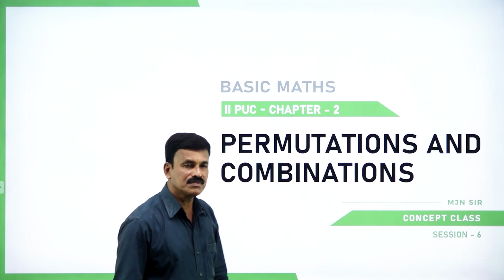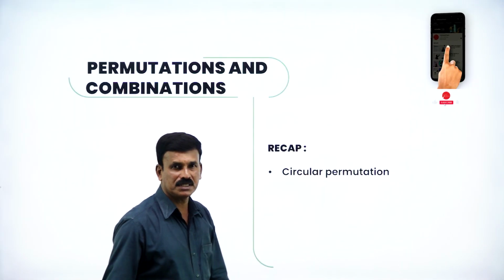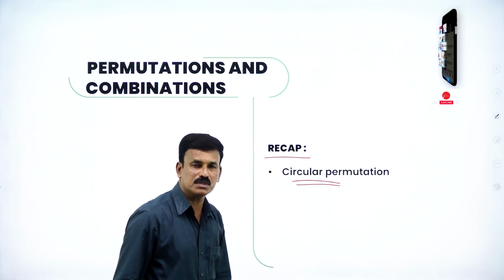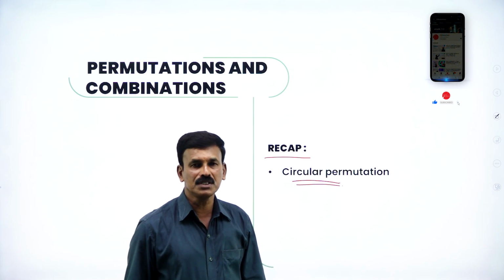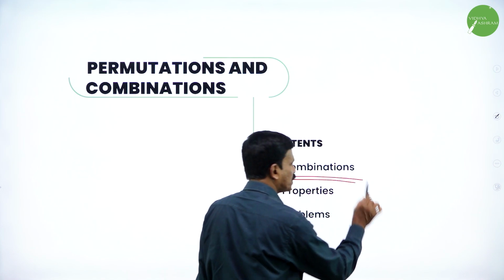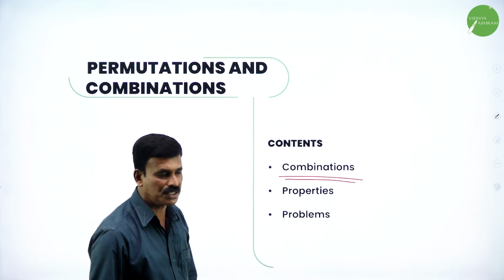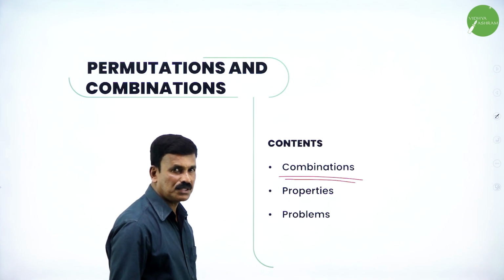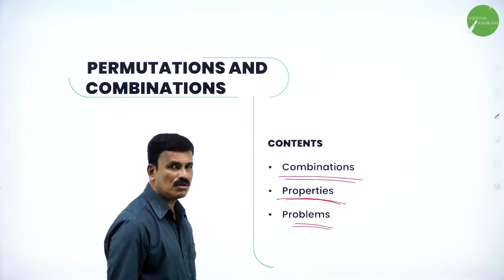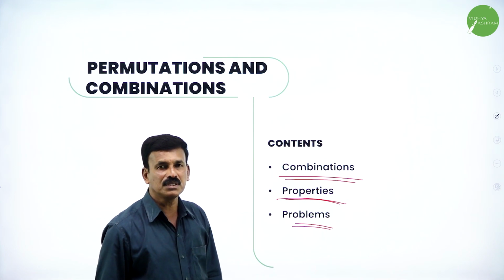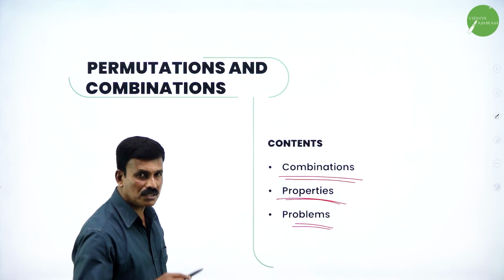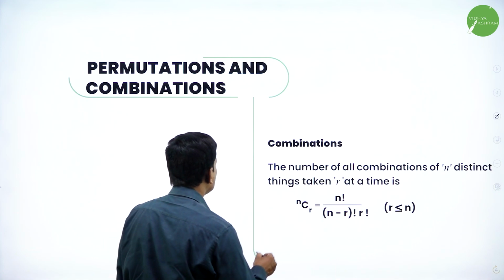In my previous class we discussed circular permutations and the problems based on circular permutation. Now in this session I am going to discuss combinations, a very important concept, the second part of the chapter, that is combinations, the properties of combinations and the problems based on combinations. This is a very important unit. Now let us move on to combinations.